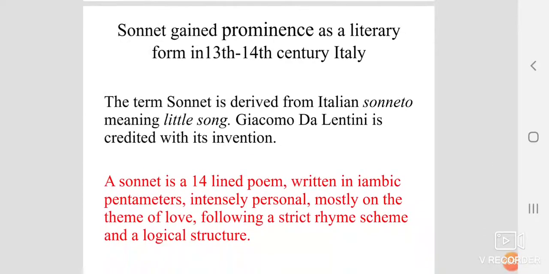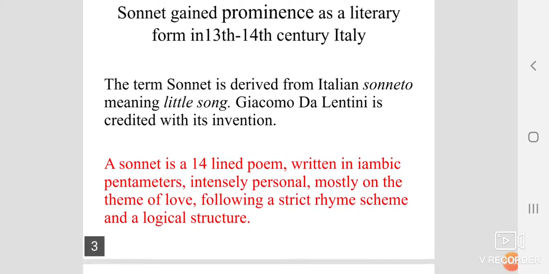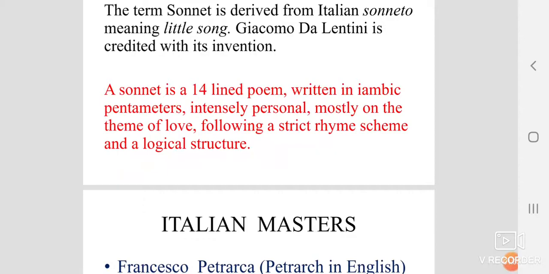Sonnet gained prominence as a literary form in 13th-14th century Italy. It came from the Italian word sonetto, which means a little song, and it's actually a 14-line poem written in iambic pentameters, intensely personal.